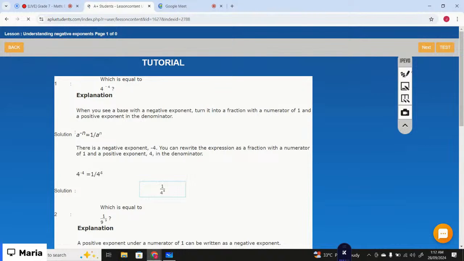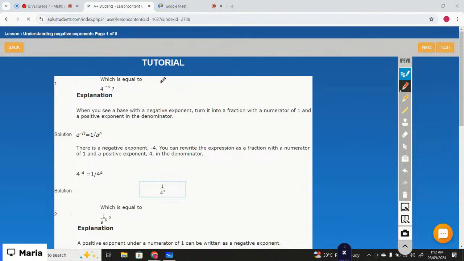So basically you need to understand, if you are given a negative exponent, you can make the negative exponent positive by writing it in the denominator. When you see a base with a negative exponent, turn it into a fraction with a numerator of 1 and a positive exponent in the denominator. If you have a exponent negative n, you can make this exponent positive by writing it in the denominator. So that would be a exponent negative n equals 1 over a exponent n. Got it?